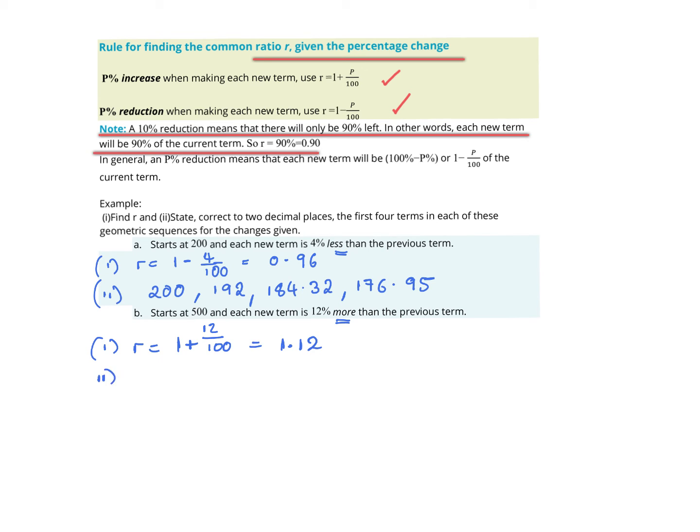Let's find the sequence now. Well, we know that it starts at 500. And this time we are going to multiply by 1.12. So we would expect our values to be getting bigger. And when I multiply by 1.12, I get 560, and then 627.2, and my last one times by 1.12, 702.464. Now I want it to 2 decimal places, so I'll just do 0.46.